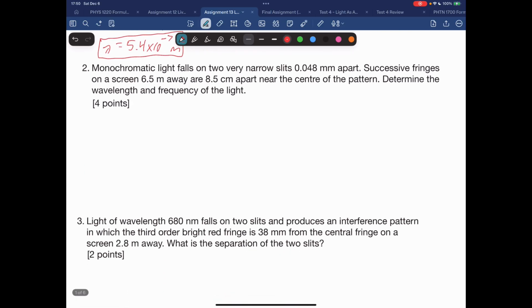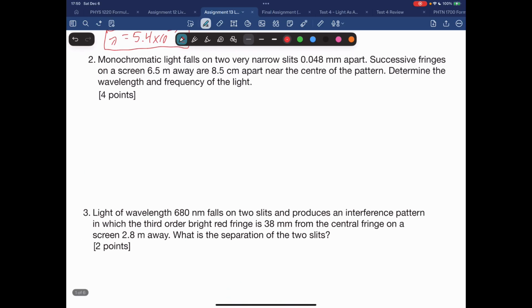Question 2. Monochromatic light falls on two very narrow slits, 0.048 millimeters apart. Successive fringes on a screen 6.5 meters away are 8.5 centimeters apart near the center of the pattern. Determine the wavelength and the frequency of the light. So again, we have a double slit interference question here. So I will use our formula that involves fringe spacing for double slit interference.